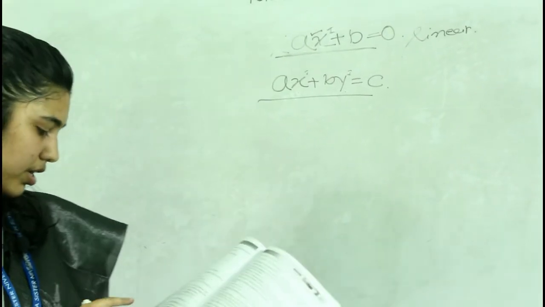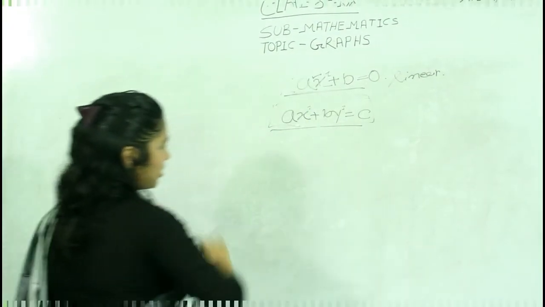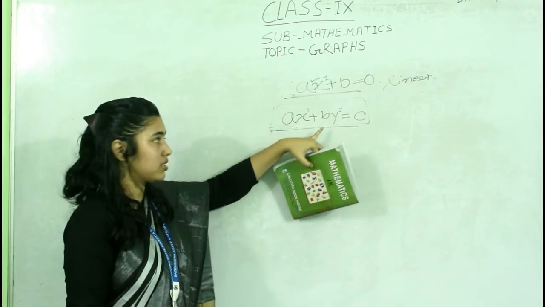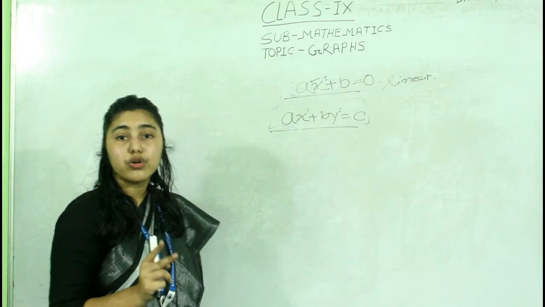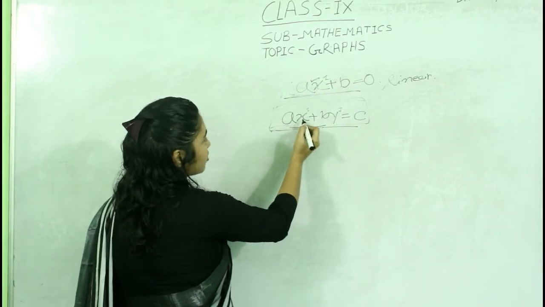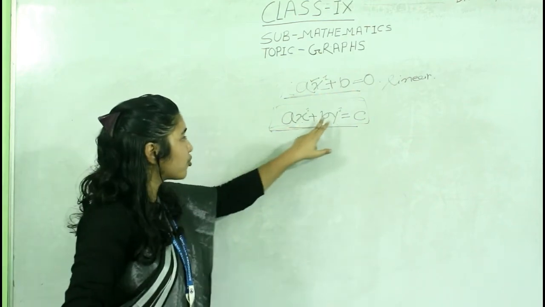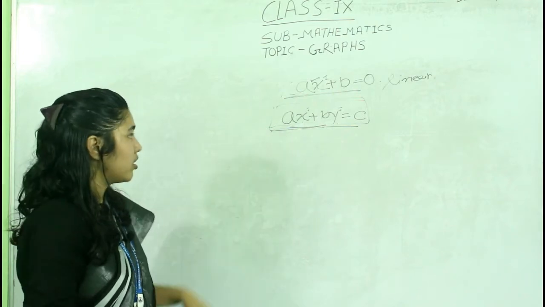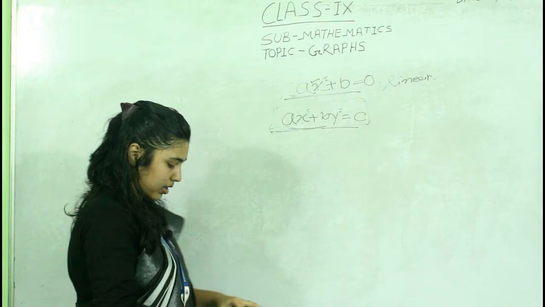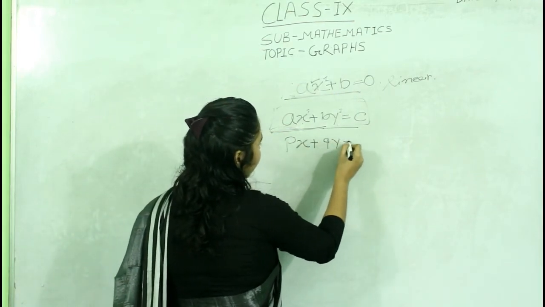Now we have to convert the statements A and B into the form of these equations. Again, this is an equation with two variables, so we need two equations to solve it. To solve this equation means to find the value of x and y. We can't find the value of two variables with one equation. We need at least two equations to find the value of x and y. So take here px plus qy equals d.